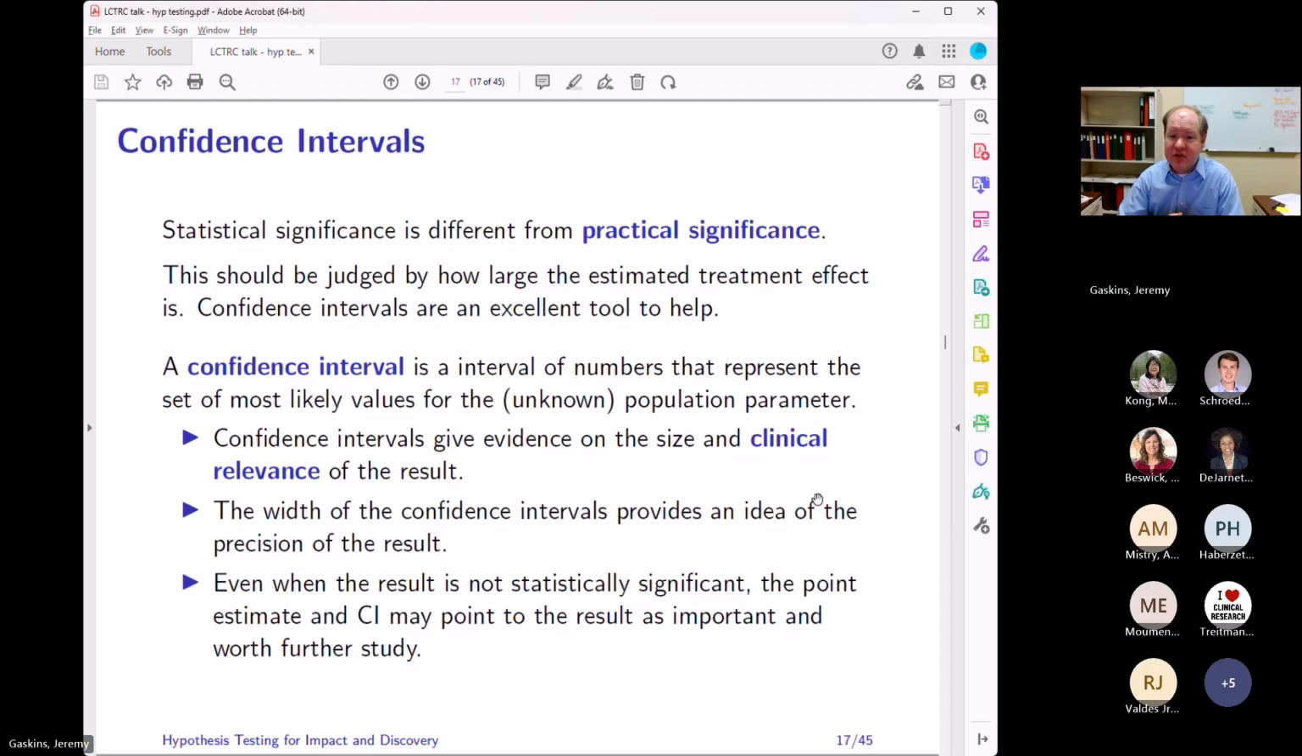They're based off of our data. I have some set of best values for delta. Confidence intervals are going to give me evidence on the size and clinical relevance of my result. The width of my confidence interval is going to provide some idea of the precision. And even when my result is not statistically significant, utilizing my point estimate and the confidence interval may point to my result as being important or worth further study, even if my p-value is above that alpha 0.05 threshold.